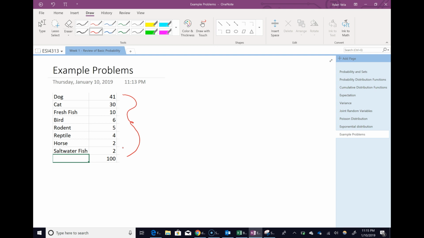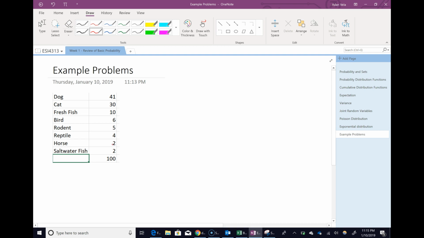Maybe later on we can talk about what if you own more than one pet. What is the probability it's a dog and a cat, or fish and a bird, and stuff like that. But for now, we're going to assume that each household just owns one pet. And so the question is, which pet is it? Let's work through a lot of the concepts that we've been looking at in class.